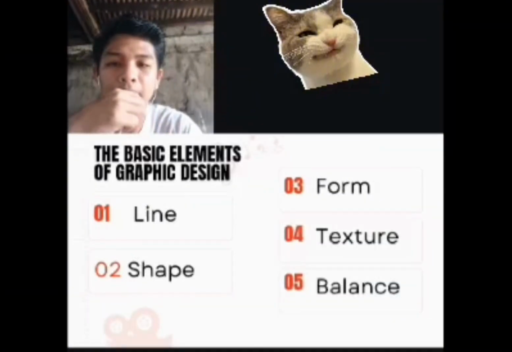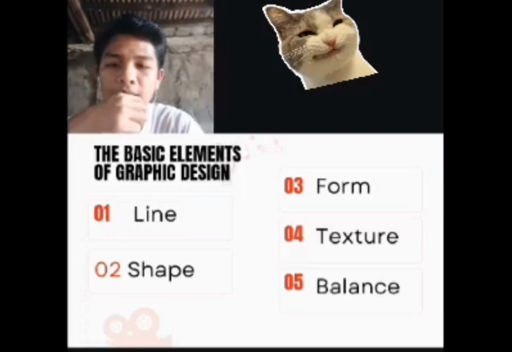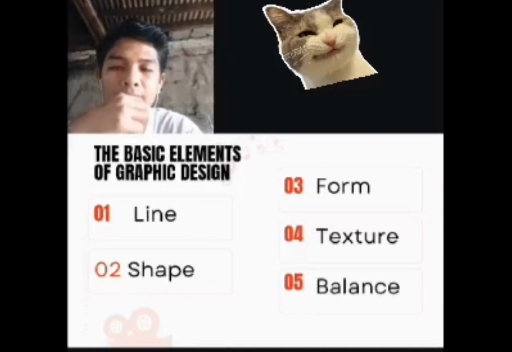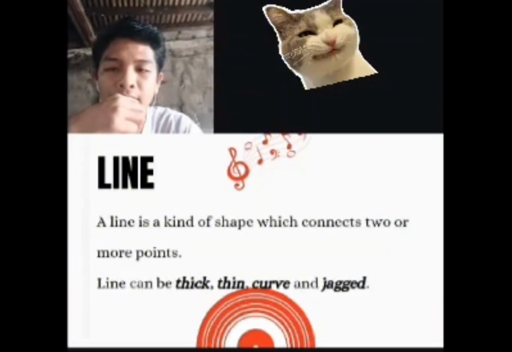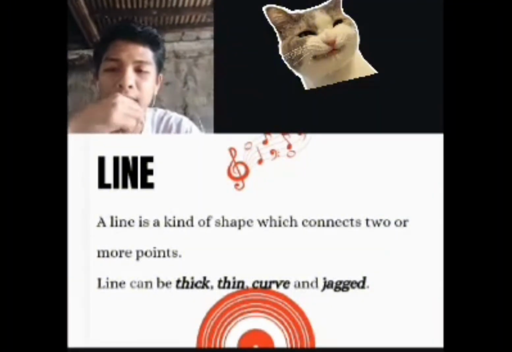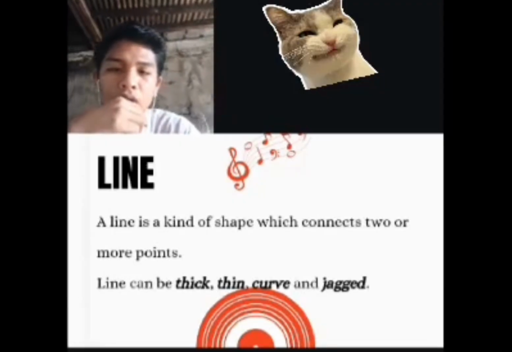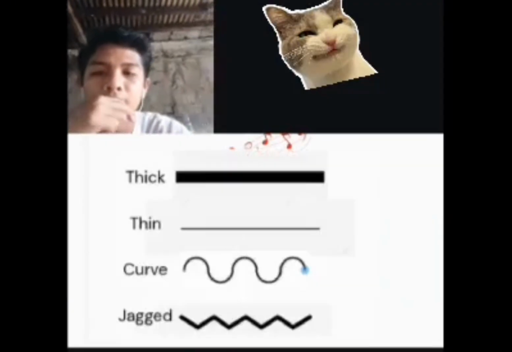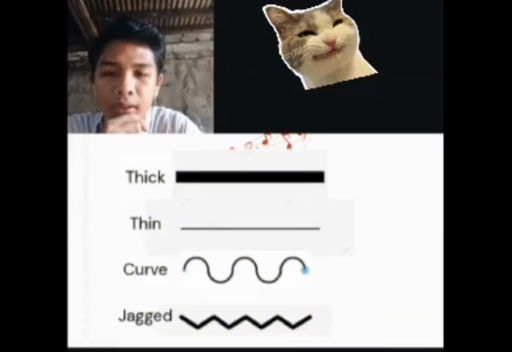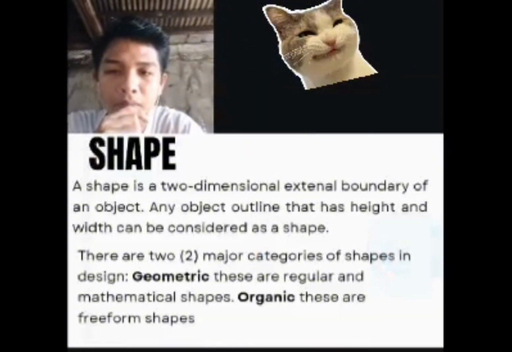In graphic design fundamentals, we have these five basic elements. First, we have the line, shape, form, texture, and balance. When we say line, it is a kind of shape which connects two or more points, where a line can be thick, thin, curved, and jagged. And here is the example of thin, thick, curvy, and jagged lines.